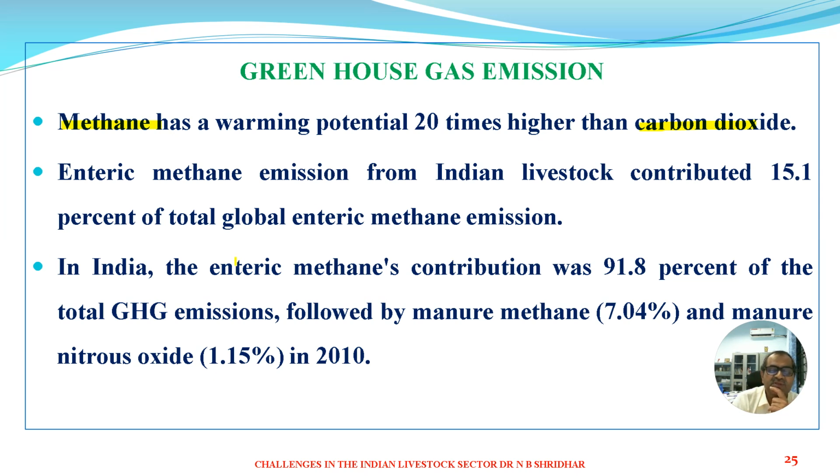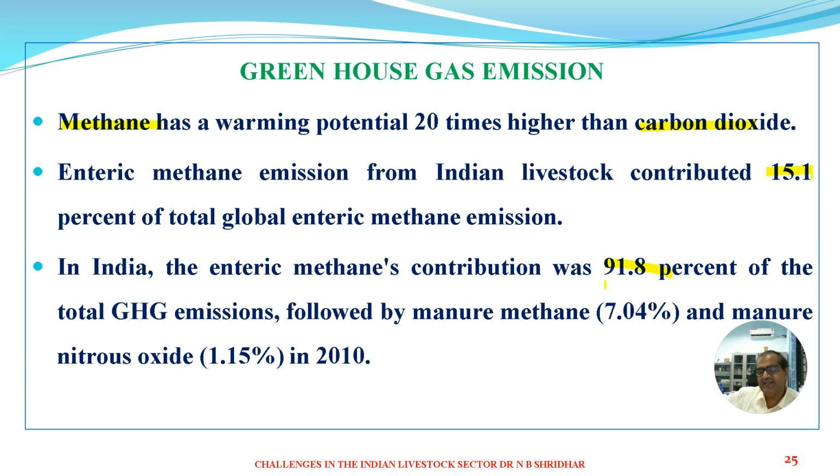Then enteric methane emissions from Indian livestock contributed about 15.1% of the total global enteric methane. So India also contributes among the highest. The enteric methane share was about 91.8%. Especially enteric methane means the ruminants, during rumination and mastication, they produce about 91.8% of the livestock greenhouse gas emission, followed by manure methane, which is emitted in the dung, to the extent of 7.0%, and manure nitrous oxide 1.15%, especially in the year 2010.